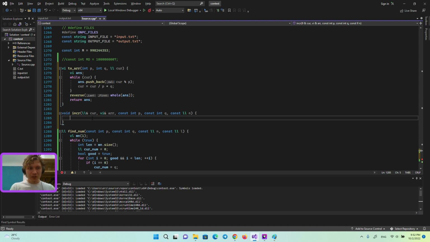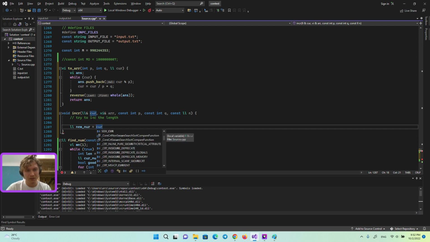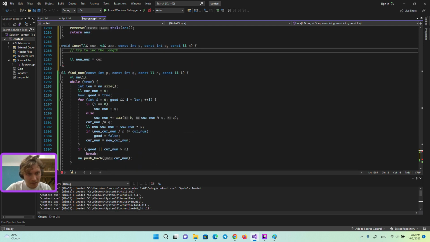Okay, first of all, what do I say? First of all, I try to increase the length. So I say that maybe we try to do new car equals car. It is something like here.